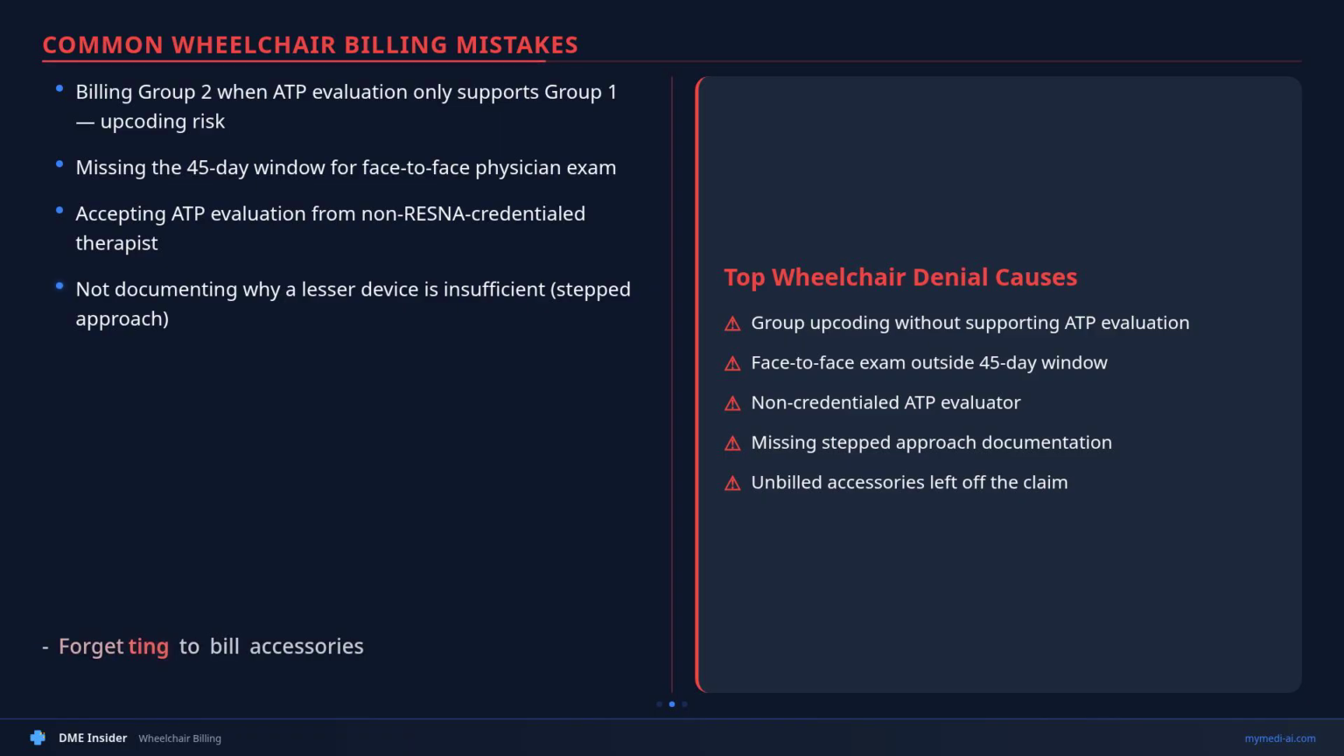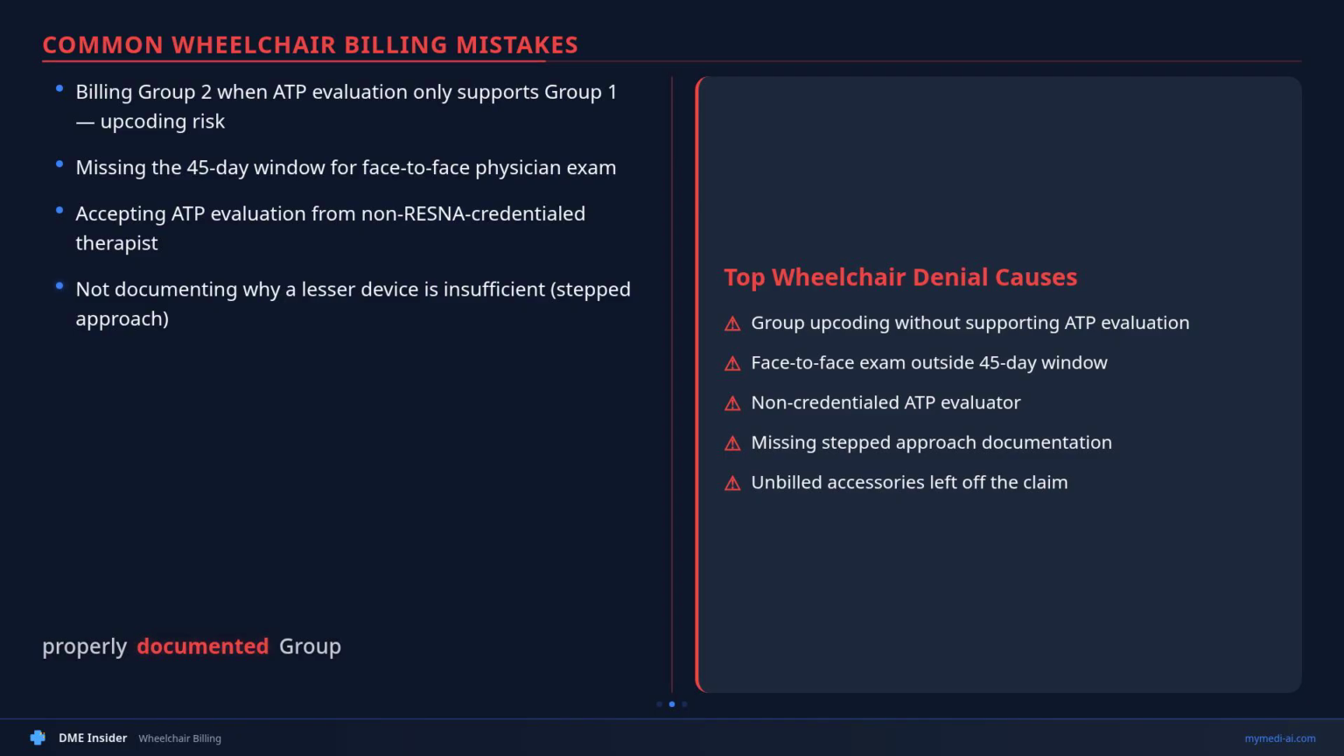Mistake 5. Forgetting to bill accessories separately. Each accessory has its own code and its own documentation requirement. Suppliers sometimes forget to bill for seat cushions, positioning belts, or elevated leg rests that were included in the delivery. That's missed revenue. The wheelchair billing process is documentation heavy, but the reimbursements justify the effort.